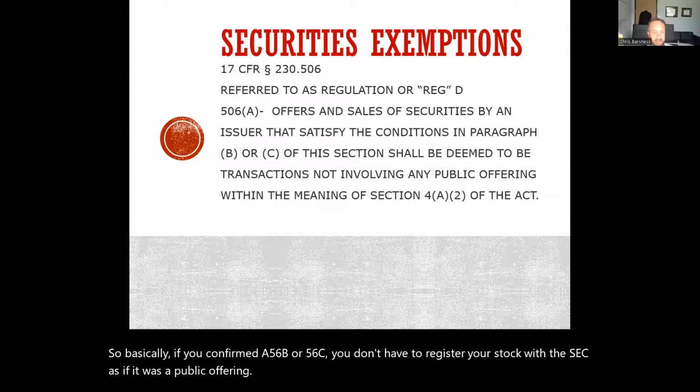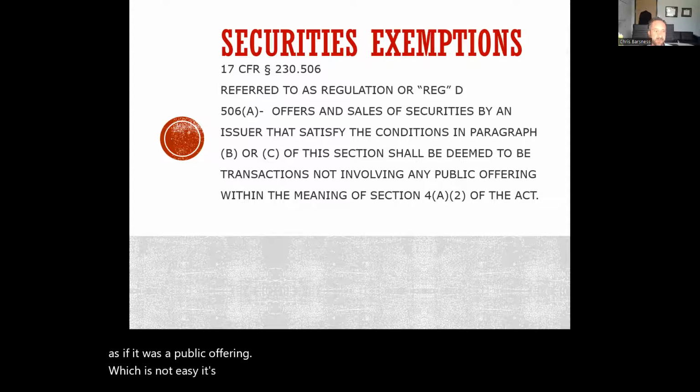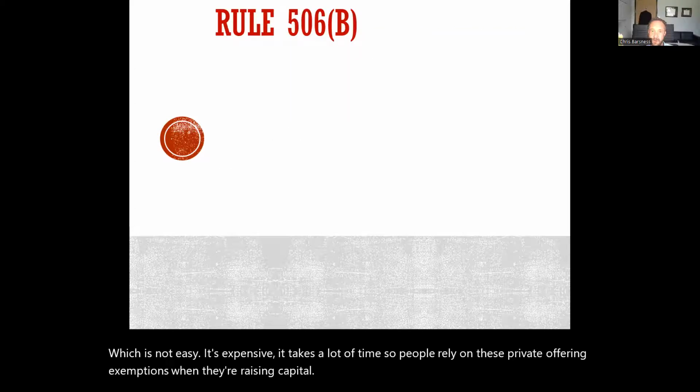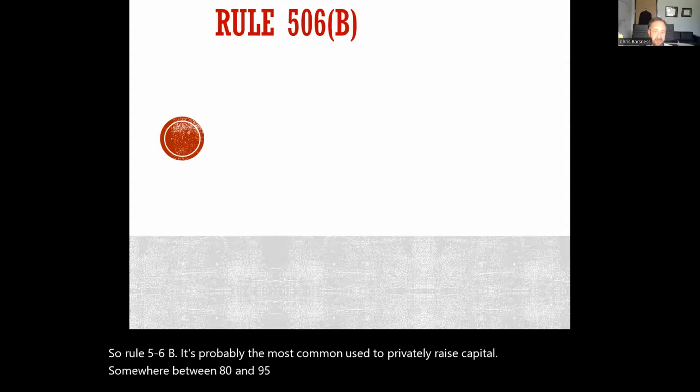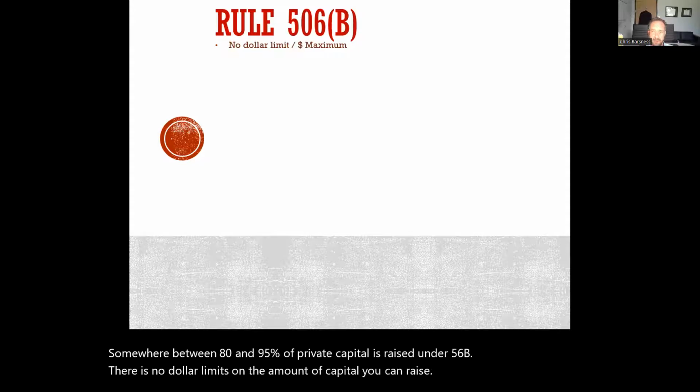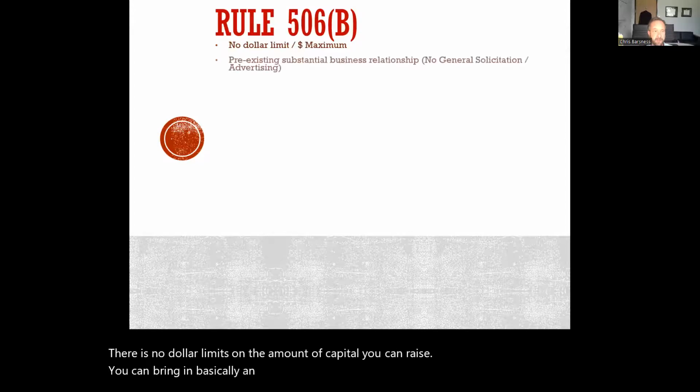which is not easy. It's expensive. It takes a lot of time. So people rely on these private offering exemptions when they're raising capital. So Rule 506B is probably the most commonly used to privately raise capital. Somewhere between 80 and 95% of private capital is raised under 506B. There's no dollar limit on the amount of capital you can raise. You can bring in basically an unlimited amount of money.